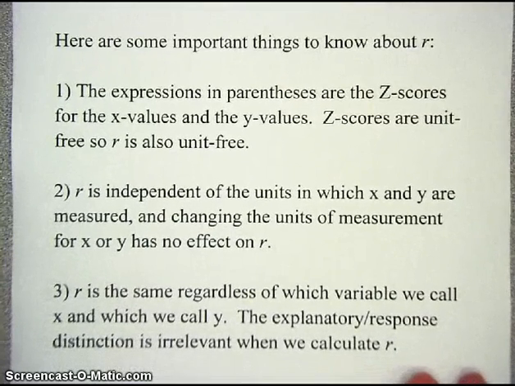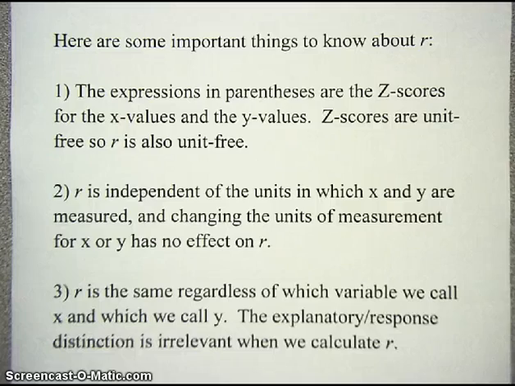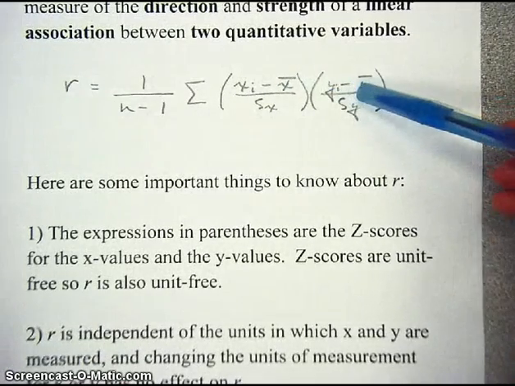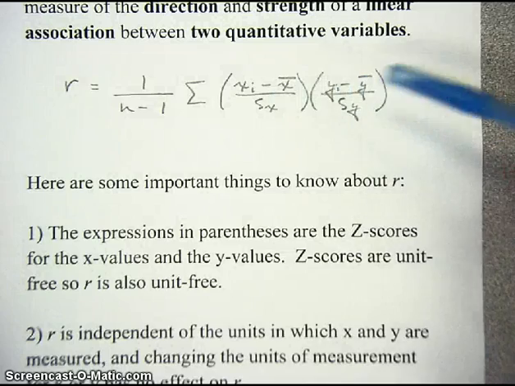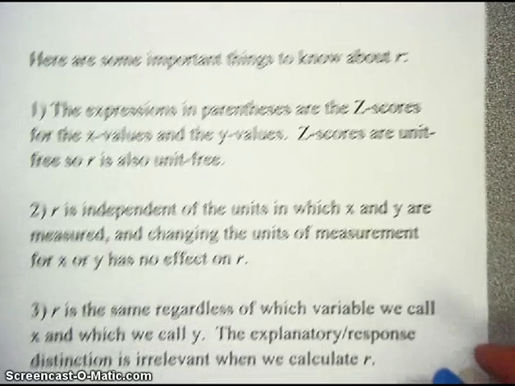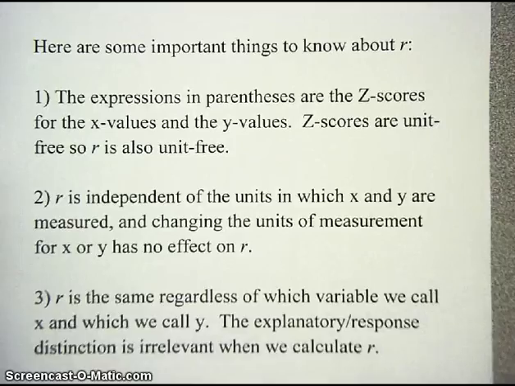R is the same regardless of which variable we call x and which we call y. Up here, you're multiplying two quantities together. It doesn't matter which one comes first and which one comes second. So it doesn't matter which one is called x and which one is called y. It makes no difference. So the explanatory response distinction is irrelevant when you calculate R.